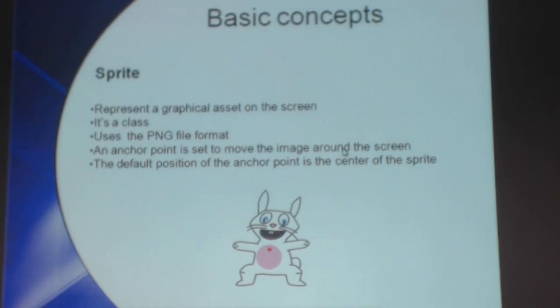And it uses the concept of an anchor point. So if you want to position that image on the screen, what you're really positioning is this point. So if I put this sprite at the 0,0 coordinate of the screen, you're going to see just the right eye and the right arm of that bunny.